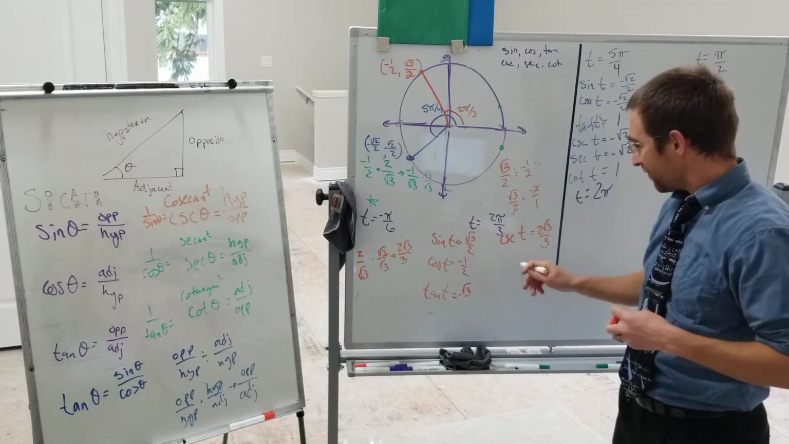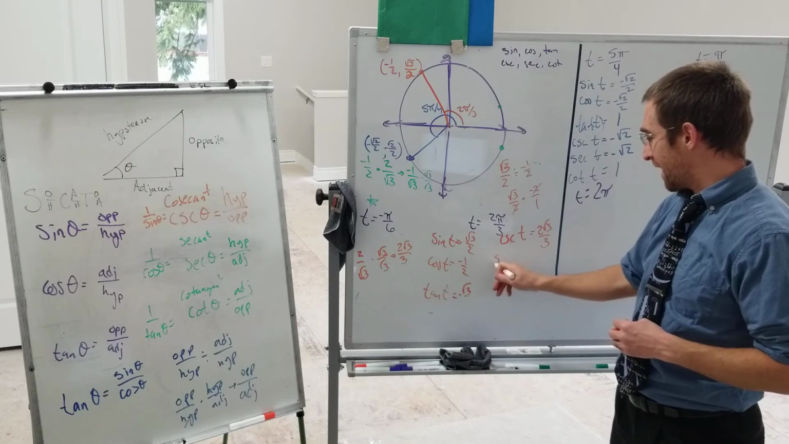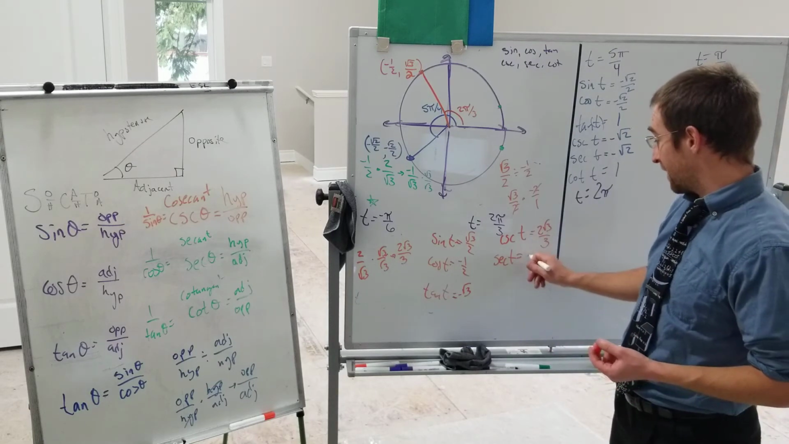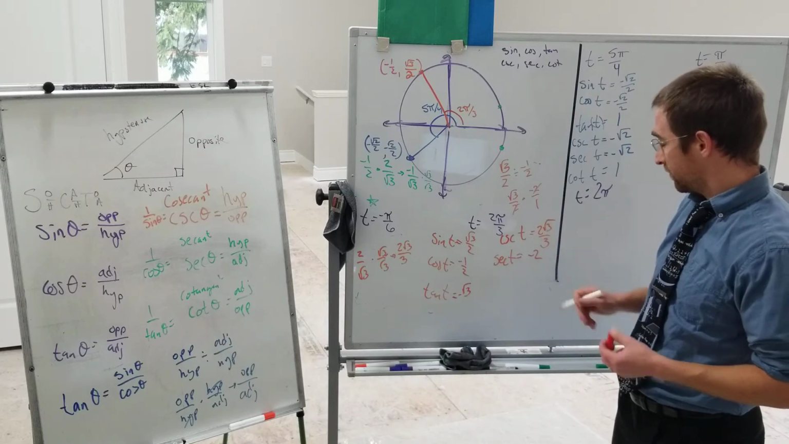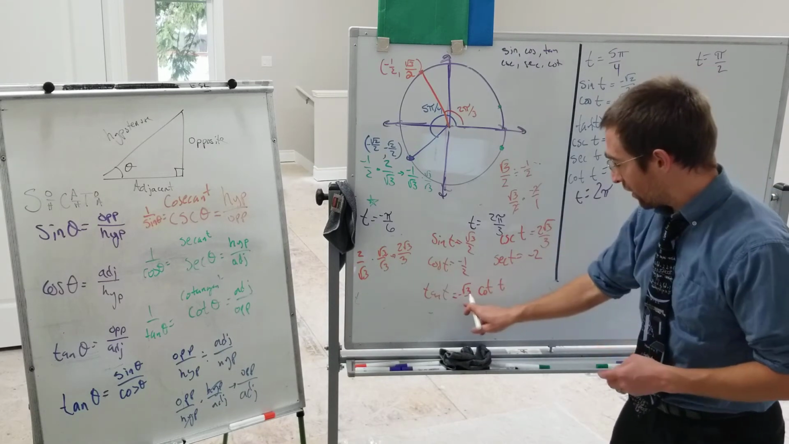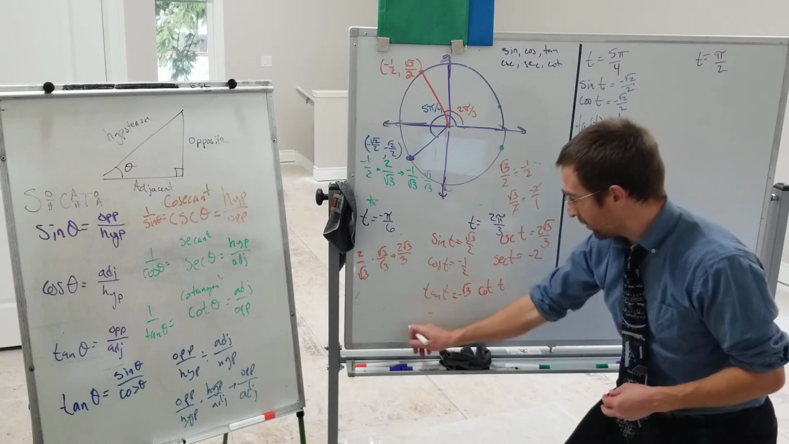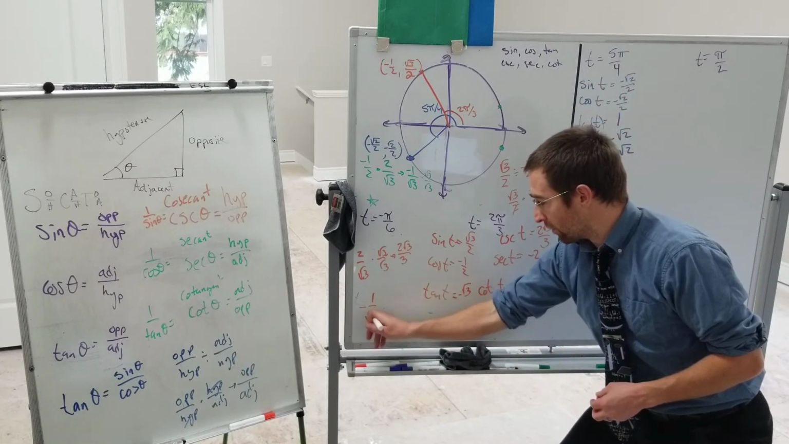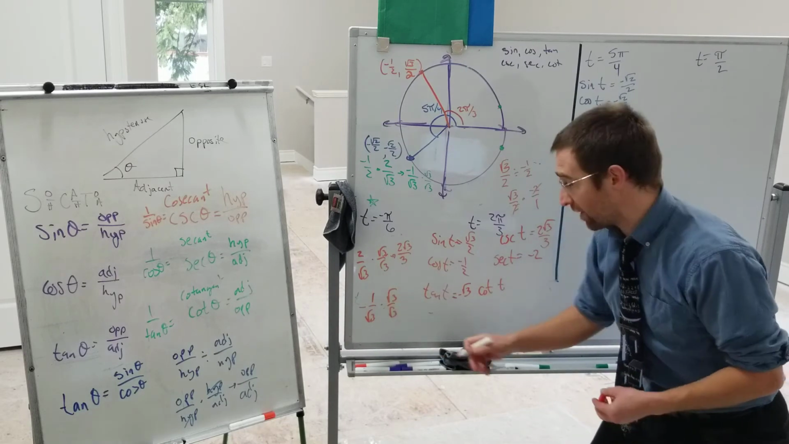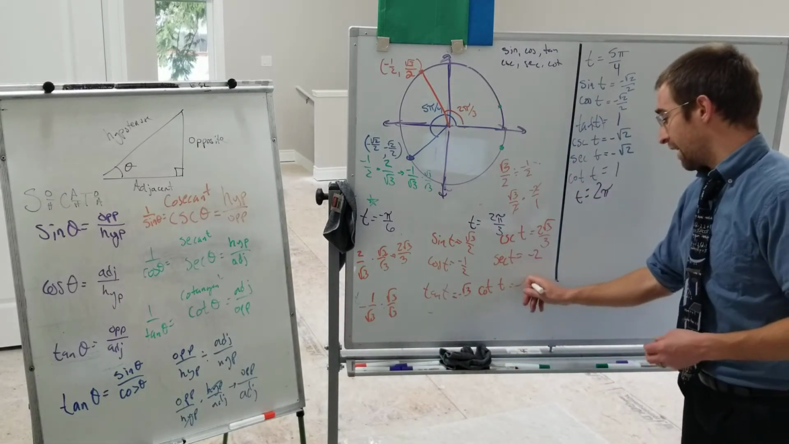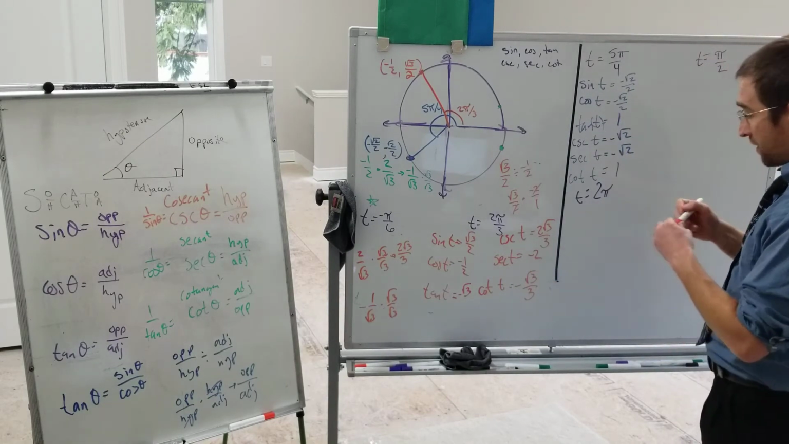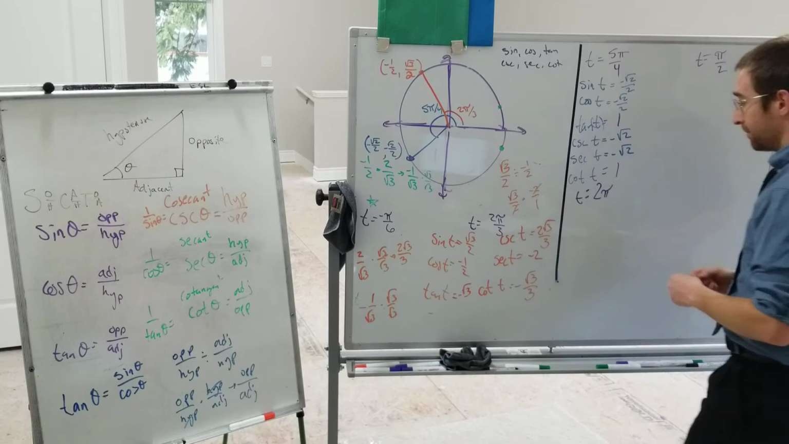And now, if I want secant of t, I'm going to flip this, and I'm just going to get negative 2. And then if I want cotangent of t, it would be the reciprocal here, which is negative 1 over root 3. I'm going to multiply that by root 3 over root 3 to rationalize it. And we're going to get negative square root of 3 over 3. All right, so those are the 4 for that.